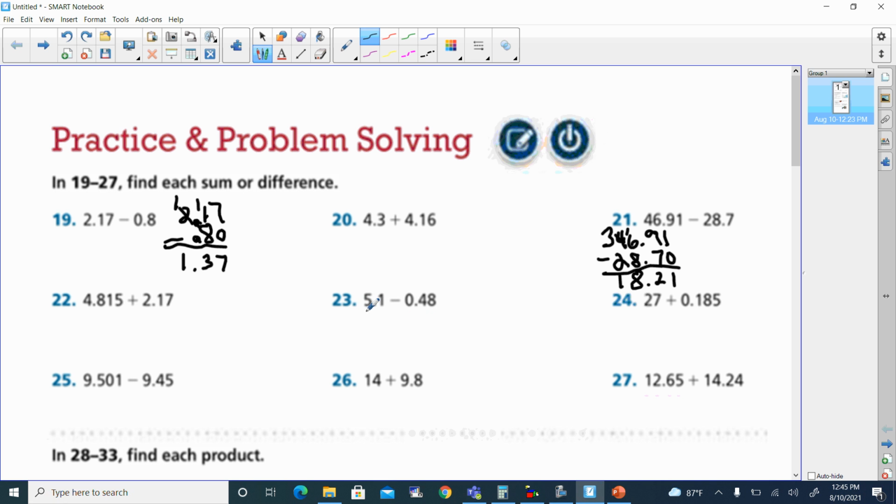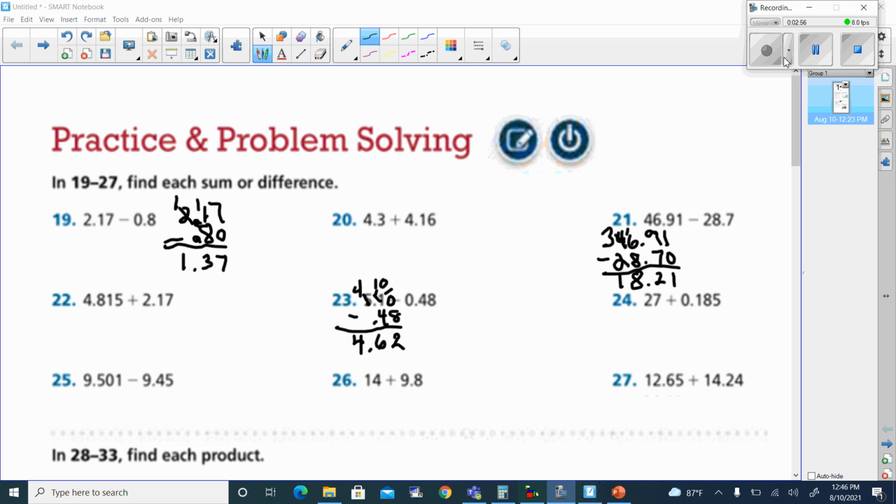Number 23, 5.1 minus, and I'm just going to save myself a little work by using the first number here, minus 0.48. And we'd have to put a 0 here. And if we did, we'd have to borrow 1. We'd have to borrow 1 from here too. So let's see, that'd be a 4. And then we have to bring 1 over here because remember there's going to be a 0 over this 8. So that's going to turn this to a 10. And now 10 minus 8 will be 2. 10 minus 4 will be 6. And the 4 will come down, which will make this 4.62. Hoping you're getting the hang of it.